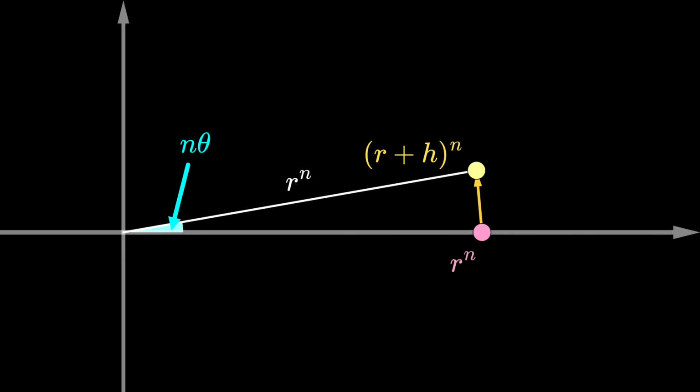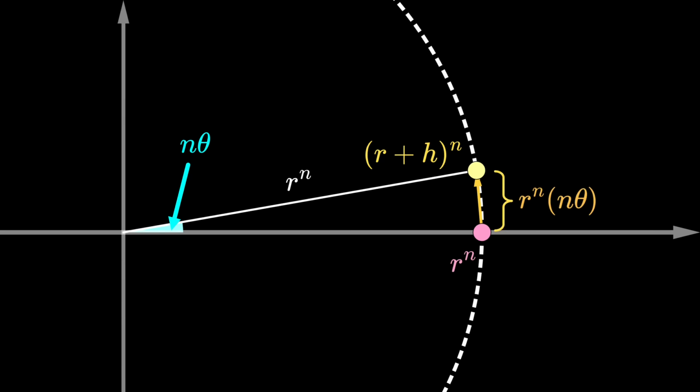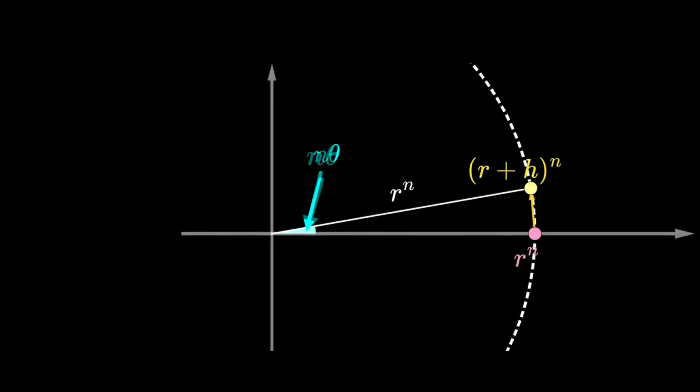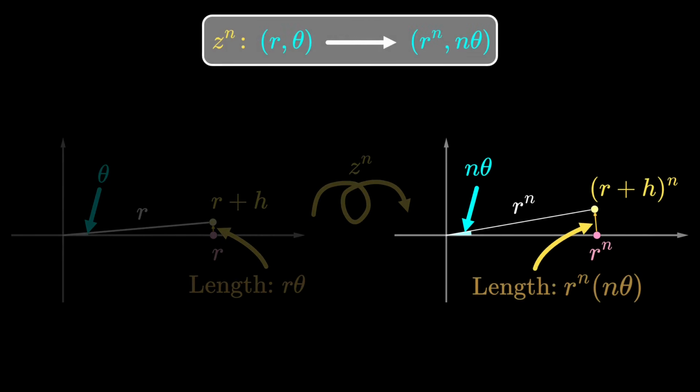The new point lies on a circle with displacement r to the n times n theta away from the real axis, because this circular arc has radius r to the n and subtends an angle of n theta. Again, for a small enough theta, the displacement from r to the n is almost vertically up. Therefore, after raising to the power n, the displacement has length r to the n times n theta.